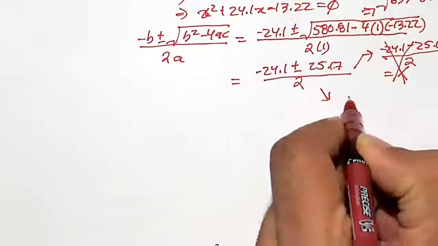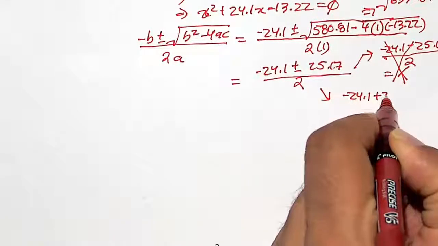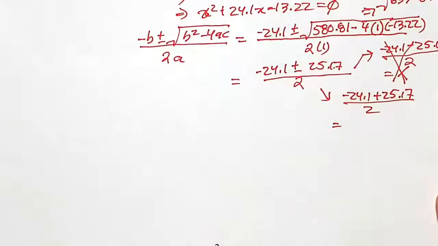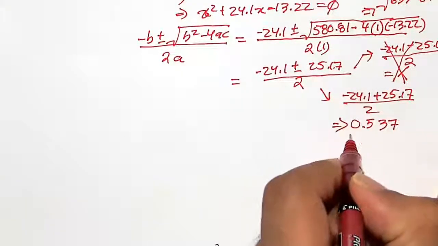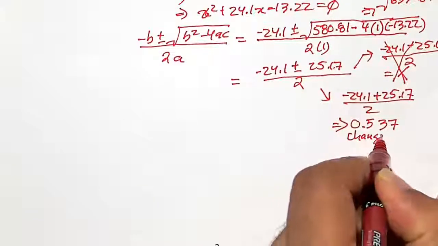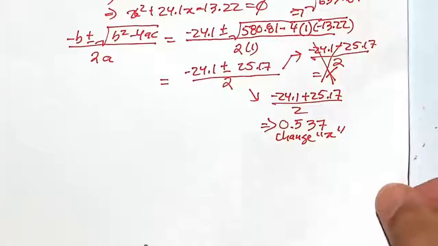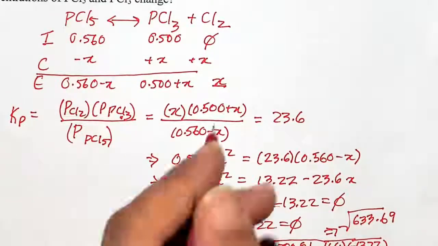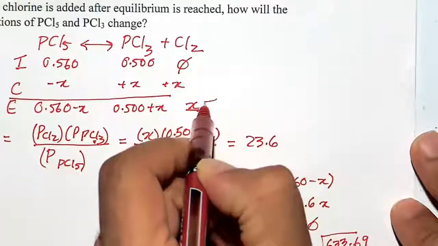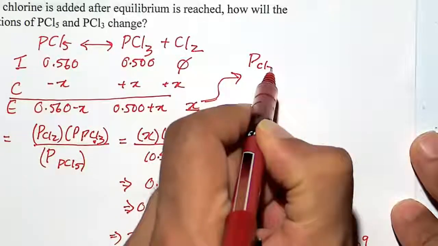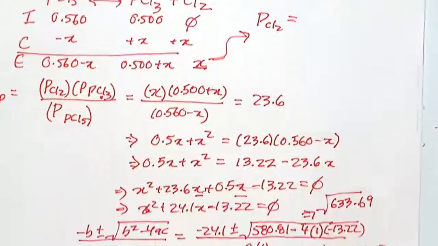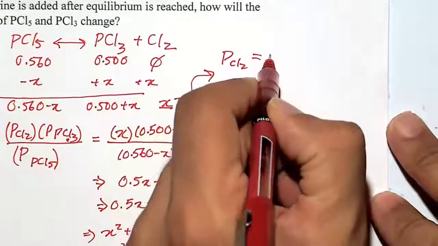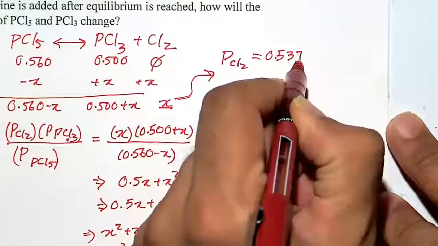We'll go with the other value, minus 24.1 plus 25.17 divided by 2. And doing that on my calculator, that is your change. My value of x here, I can plug into my equilibrium expression. So my equilibrium pressures are now going to be: the equilibrium pressure of Cl2 is just going to be x. We calculated x as 0.537. The equilibrium pressure of chlorine is 0.537 atmospheres.